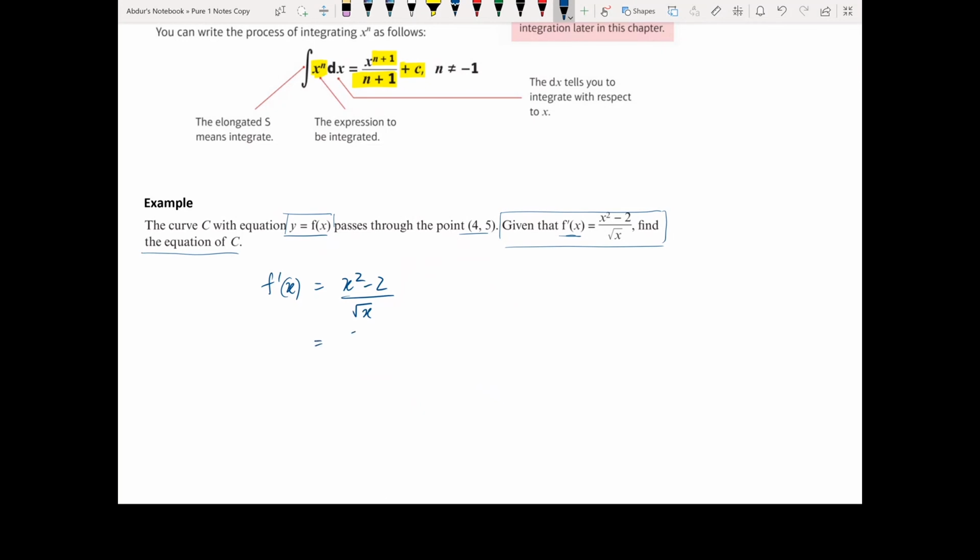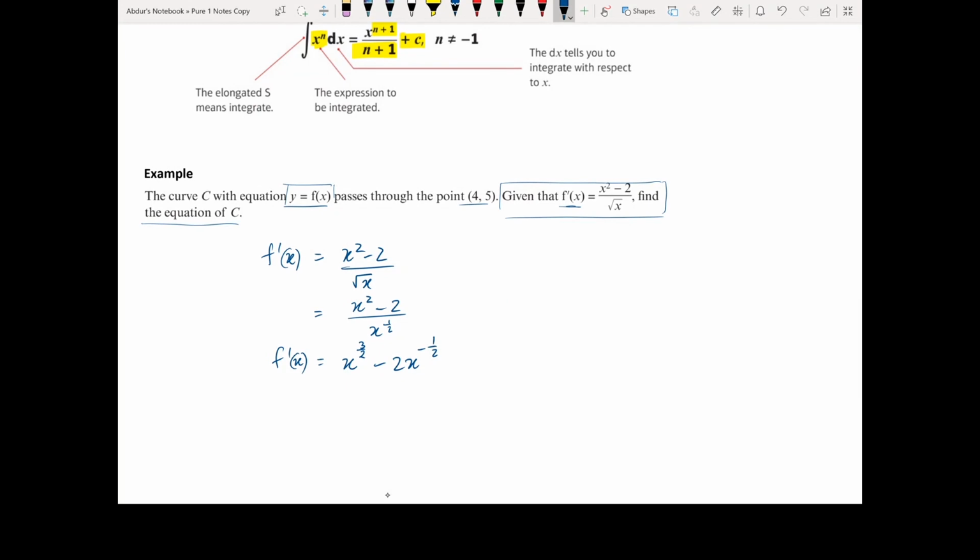Let's first of all write this out in index form, get it into a form where it's actually in the form of x to the power of something, so we can integrate it. So we get x squared minus 2 all over x to the power of a half, which if we then divide each term by x to the power of half, we get x to the power of 3 over 2 for the first term, and then minus 2 over x to the power of half becomes minus 2 x to the power of minus a half. We still haven't integrated. This is still f dashed of x. We are now going to integrate this.